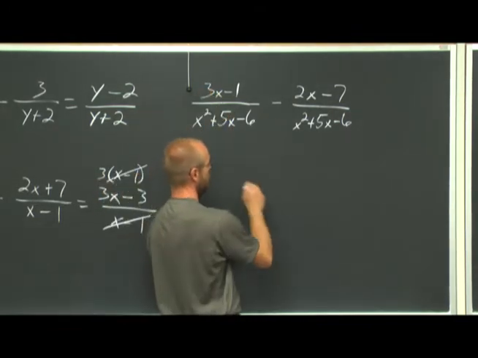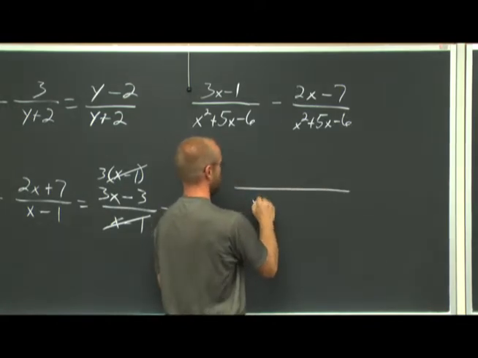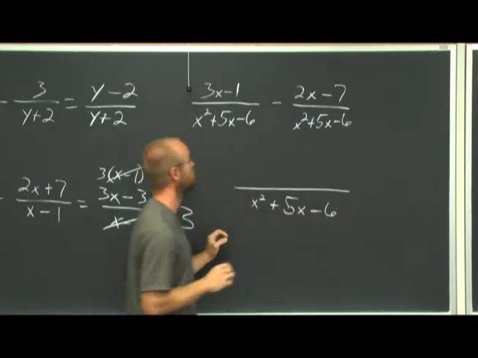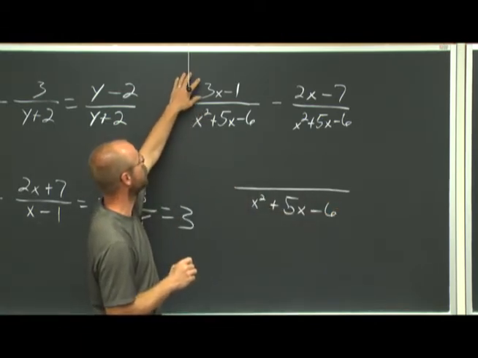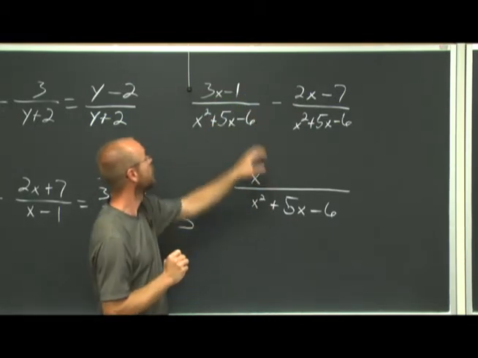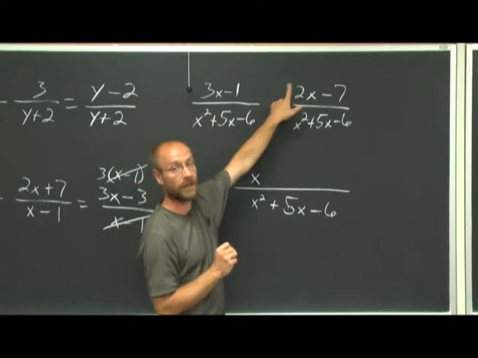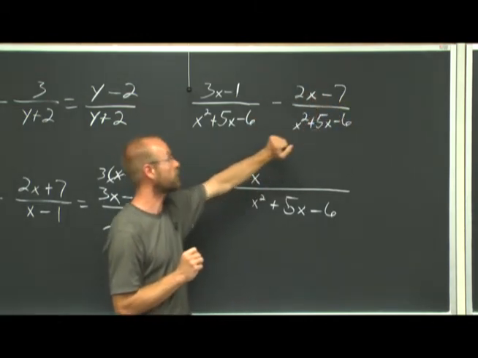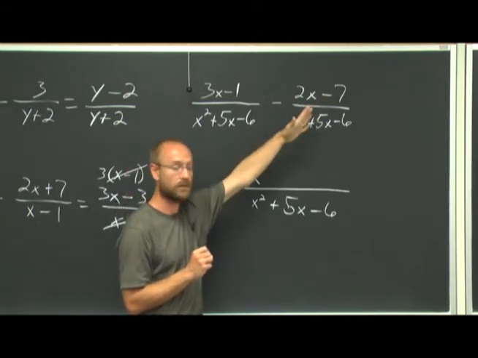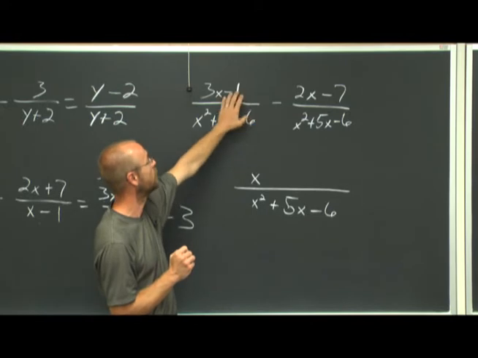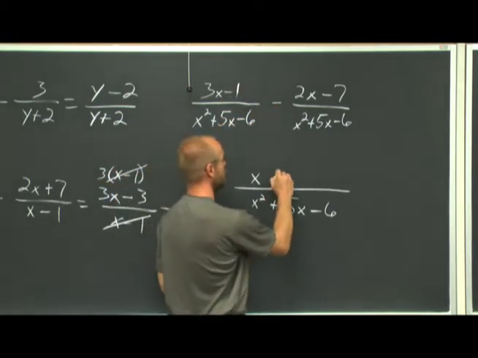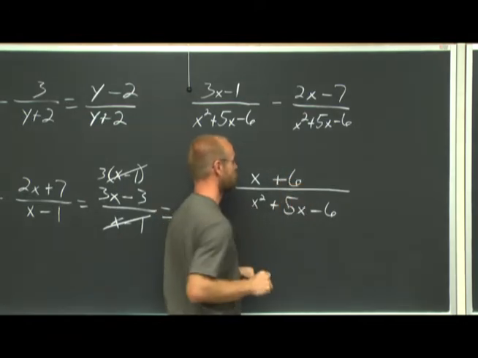I'm going to work downwards here, because this one's going to be a little bit more work to simplify. All right, what's my numerator going to be? 3x minus 2x's is just an x. Negative 1 minus a negative 7. Be careful of those signs, right? Negative 1 minus a negative is addition, the opposite of subtraction. So negative 1 plus 7. Negative 1 plus 7 is a positive 6.